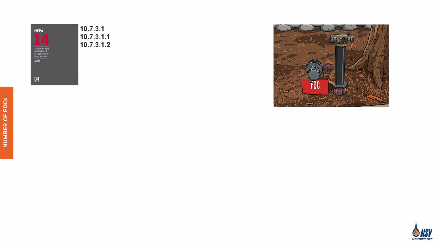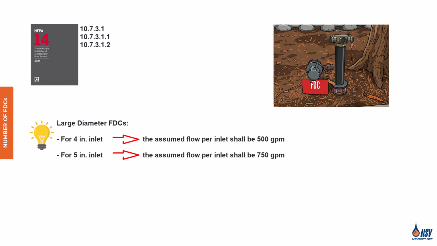In addition to the standard 2.5-inch inlets, NFPA 14 permits the use of large diameter fire department connections. These couplings, typically 4 or 5 inches in diameter, are designed to accommodate higher flow rates, up to 500 gallons per minute for 4-inch inlets and 750 gallons per minute for 5-inch inlets.